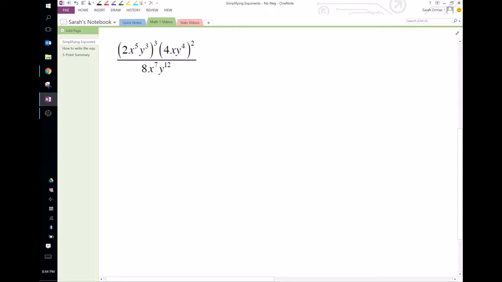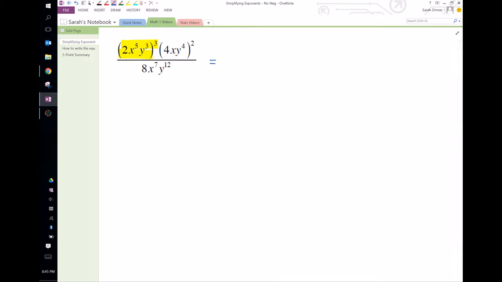Hi guys, let's do one more example of simplifying exponents. This one does not have any negative exponents in it, but it does have these little exponents up here. So we're going to have to expand some things first. I'm going to write this out. So let's deal with this part first.